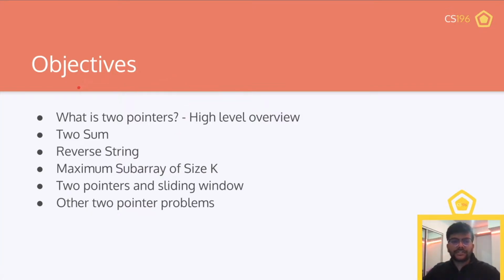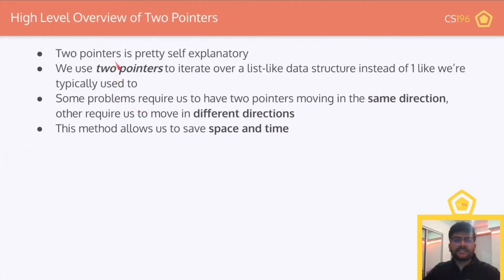I don't think this lecture is going to be super long because two-pointers is pretty straightforward. So let's give this a pretty high-level overview. Two-pointers is pretty self-explanatory. Instead of using one pointer to iterate over a list-like data structure, we use two. If you think about a for loop, for example, you'll do something like for i in range len of array, print array i, right? That's a single pointer. We're treating that counter as a pointer. What we're going to do now is use two pointers to optimize and solve more complex problems.